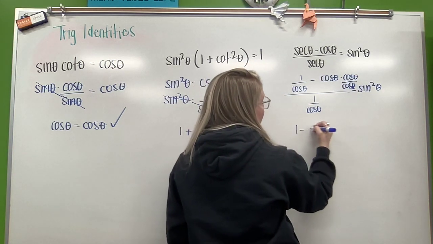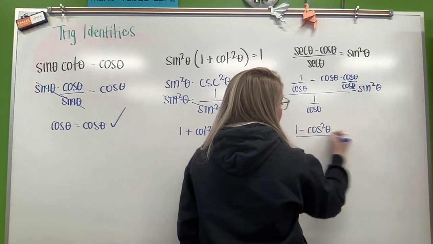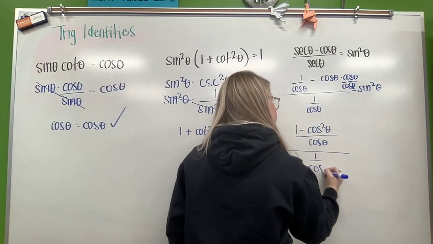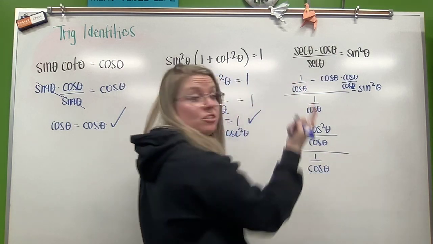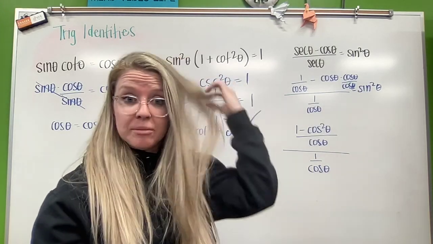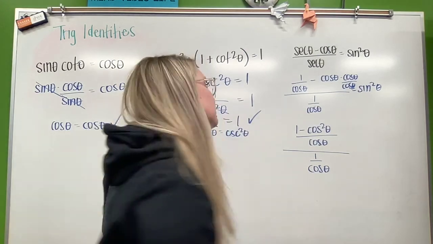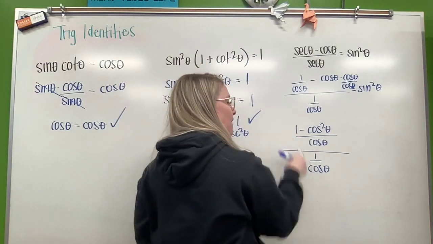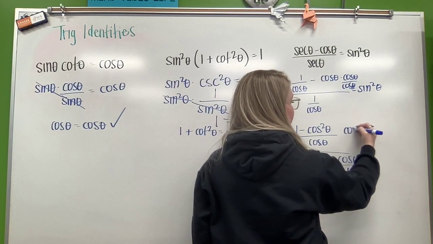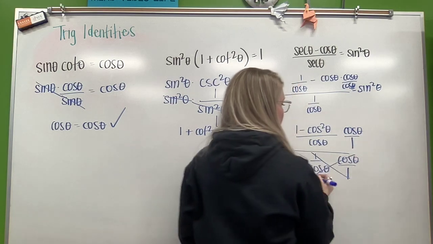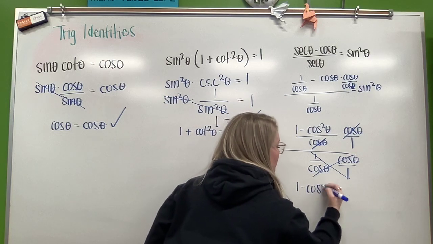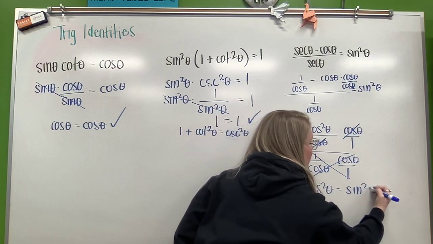So in the numerator, I now have 1 minus cosine squared theta over cosine divided by 1 over cosine. So I just had two fractions. I just wanted to combine my two fractions, and to do that, I did a common denominator. We know that algebraically. And now I have a fraction divided by a fraction, so I'm going to multiply by the reciprocal. So now I have cosine divided by cosine, and I have 1 minus cosine squared theta equals sine squared theta.